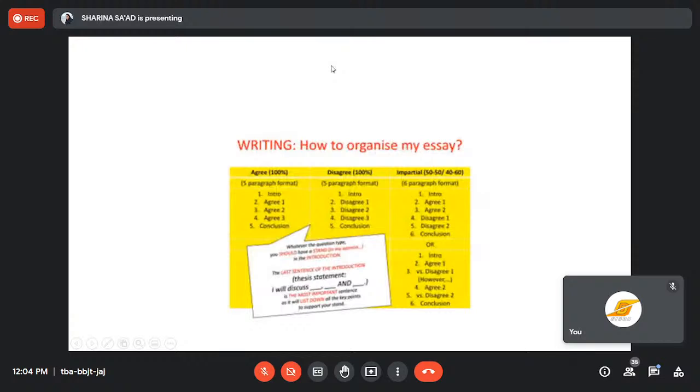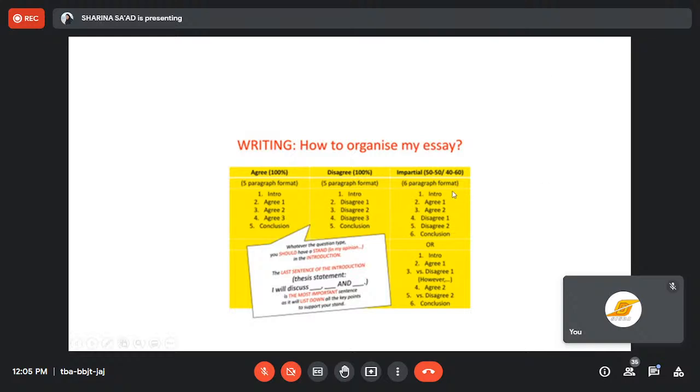Okay, enough, 5 paragraphs. However, if you agree 100% to the opinion, for example, the question asks you, university students should wear uniform to classes. If you agree 100%, you have a 5 paragraph format. Intro, agree 1, agree 2, agree 3, conclusion. Okay? If you disagree, no way, I'm not going to wear uniform to classes, you still need to write 5 paragraphs. You have your intro, disagree 1, disagree 2, disagree 3, conclusion. Tutup. Restatement, and give a recommendation for the future, for example.